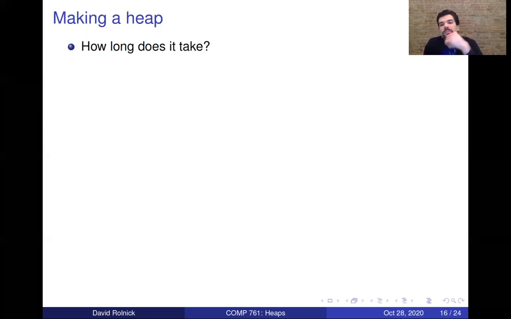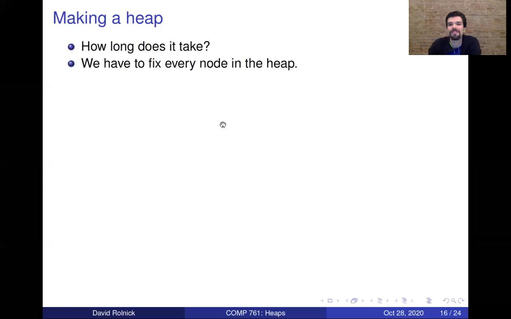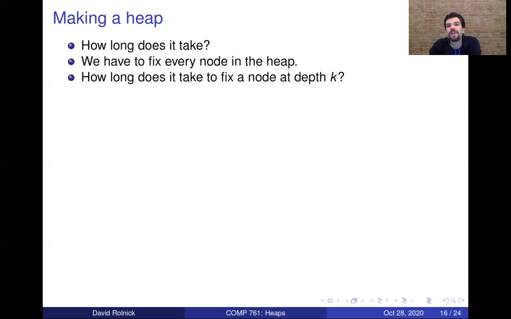Okay, so there's fairly good agreement that we are doing this in n log n time because each of the swaps goes down depth log n at most, and we're doing it n times. It is O of n log n, but it is even better than that. So we have to fix every node in the heap. How long does it take to fix a node at depth k?